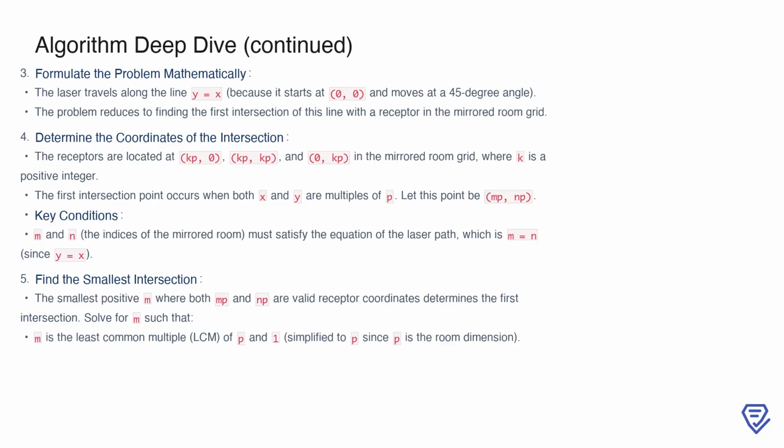The task is to find the smallest intersection point, mp, np, such that both m and n are integers, and the condition m equals n holds, since the laser travels along y equals x. The smallest intersection is determined by finding the lowest positive m for which both x equals mp and y equals np align with the receptor's coordinates. This boils down to solving for m as the least common multiple, LCM, of p and 1, which simplifies to p in this case, given that p is the room's dimension.